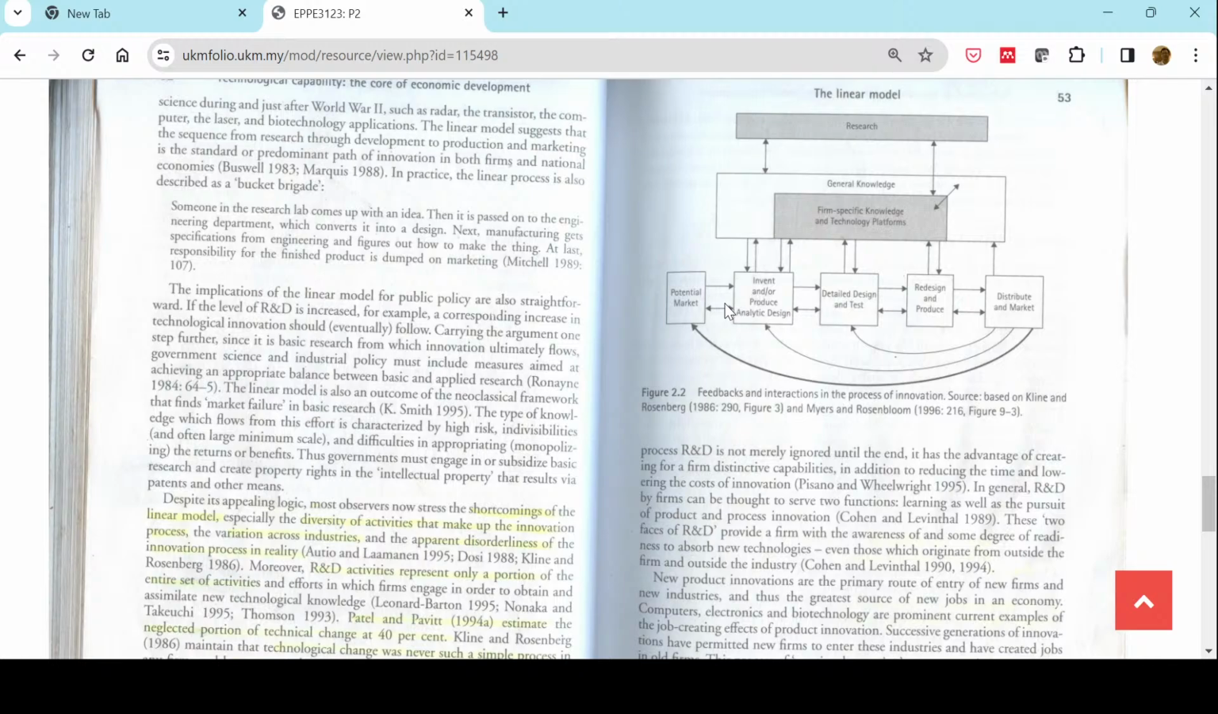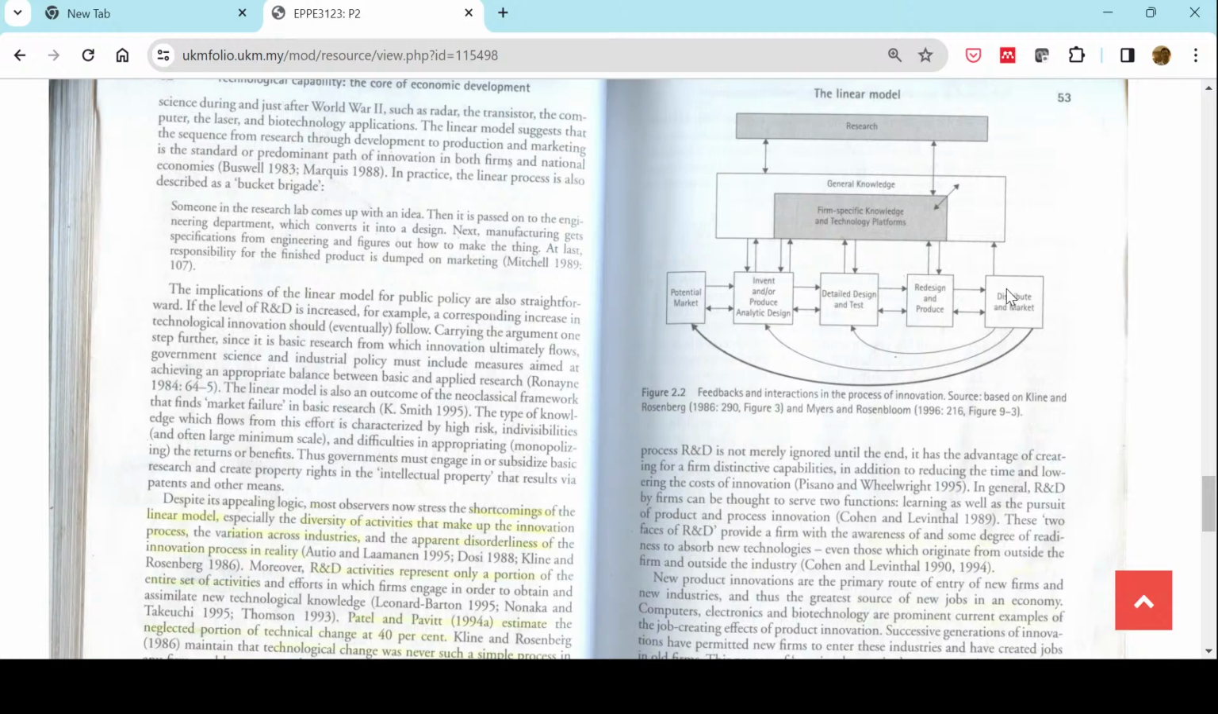And before they start that, they will do the market survey to see the potential market, and then invent and or produce the analytical design, and then the detailed design and test, redesign and produce, this is manufacture, and then distribute to the market.